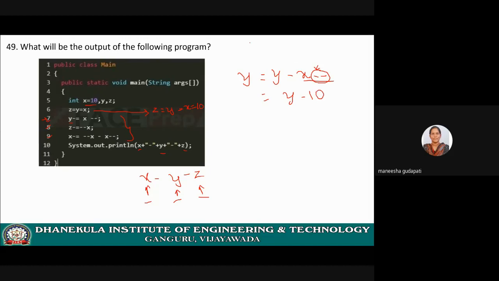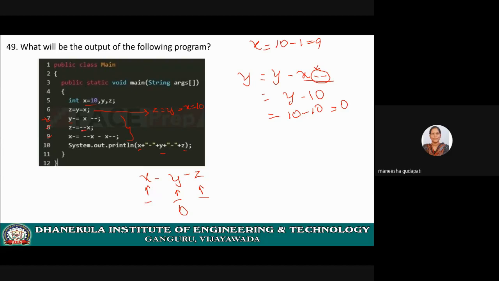Then the updation will happen. What updation happens? 10 minus 1, which becomes 9. So the y value is already 10. 10 minus 10. So what is the y value now? Y becomes 0.